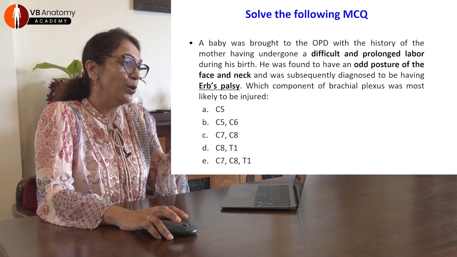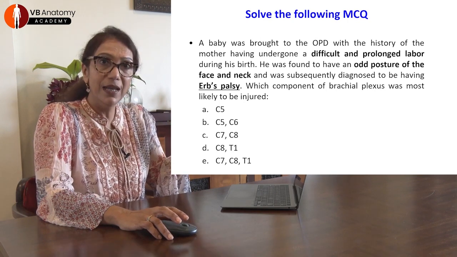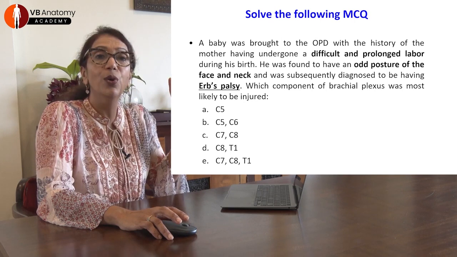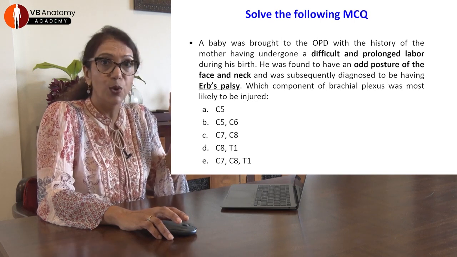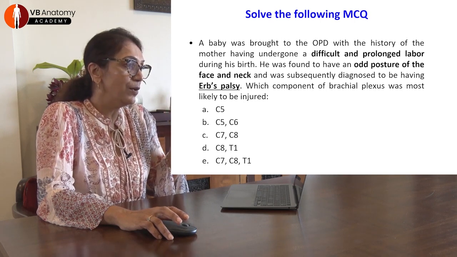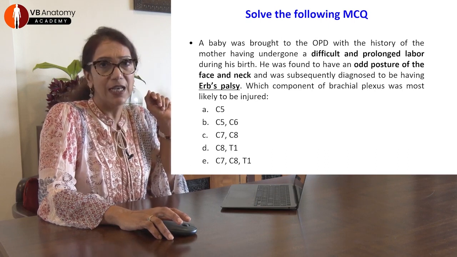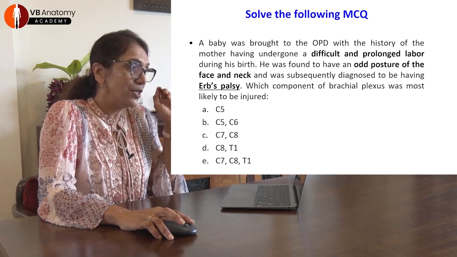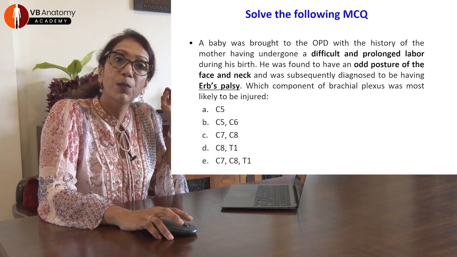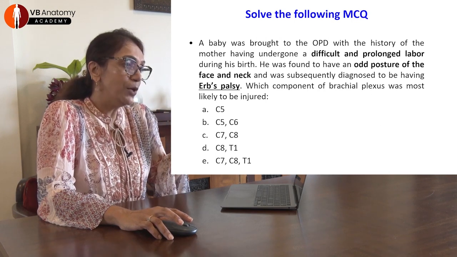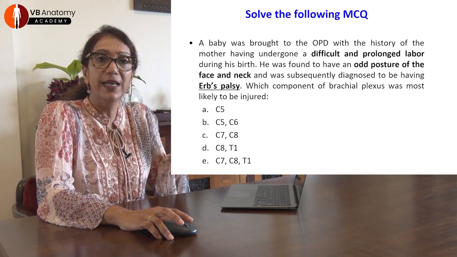A baby was brought to the OPD with a history of mother having undergone difficult and prolonged labor during his birth. So prolonged labor, okay? He was found to have an odd posture of the face and neck. On examination, he was diagnosed to be having Erb's palsy. Which component of brachial plexus was most likely injured?